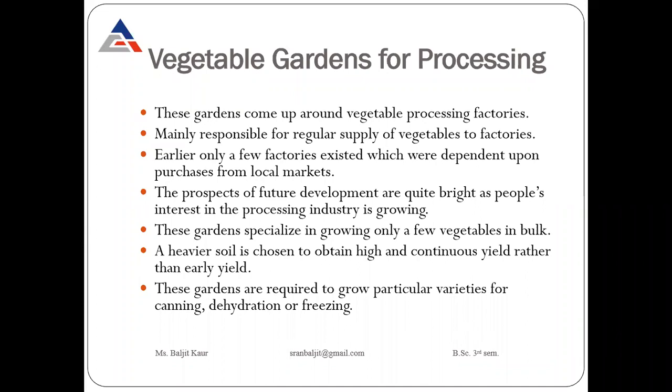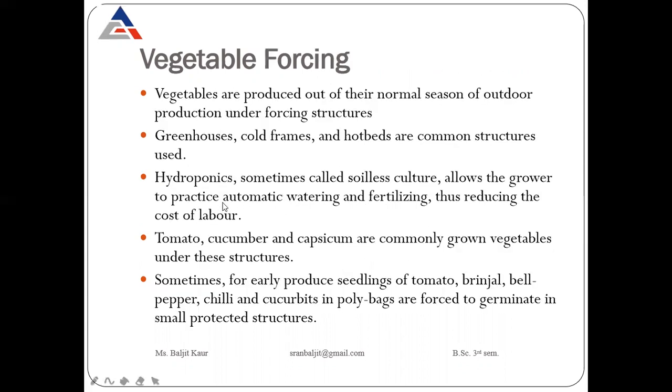A heavier soil is chosen to obtain high and continuous yield rather than the early yield, right? So heavy soils are chosen so that we can obtain high yield as well as continuous yield of the particular crops. These gardens are required to grow particular varieties for canning, for dehydration or freezing, right? So different varieties are grown for the processing purpose. Next is vegetable forcing.